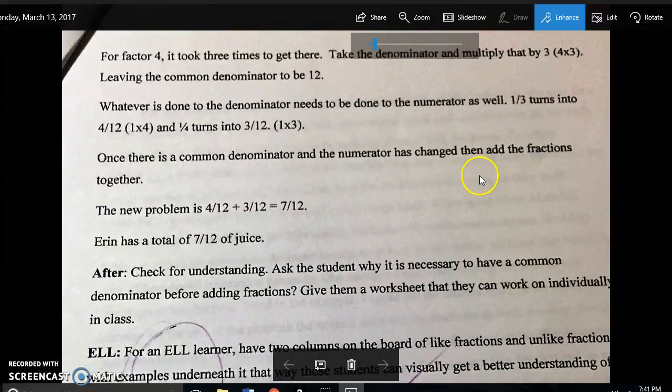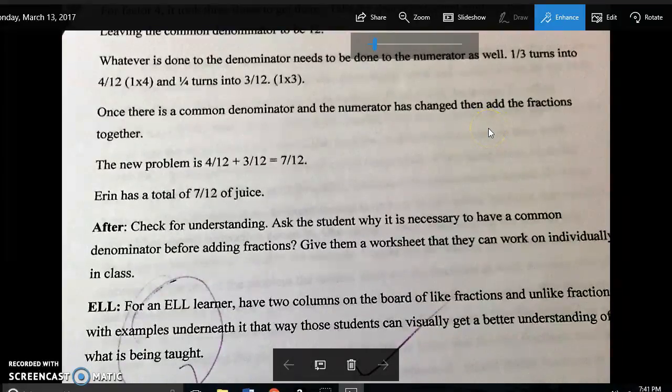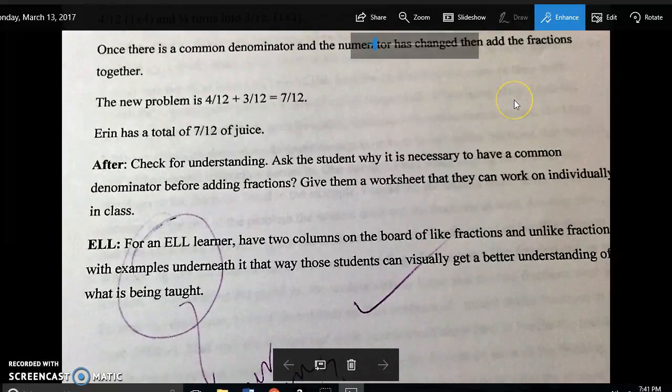To check for understanding, I asked the student why it's necessary to have a common denominator before adding fractions. Then I gave the child the worksheet. For an ELL learner, because there are lots of them in the classroom that I'm interning in, I would use lots of visuals to help them understand what those fractions would look like.